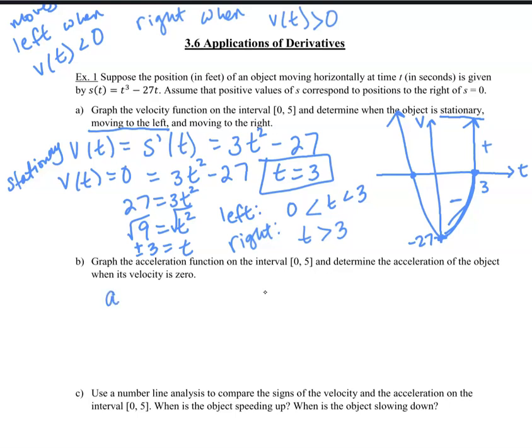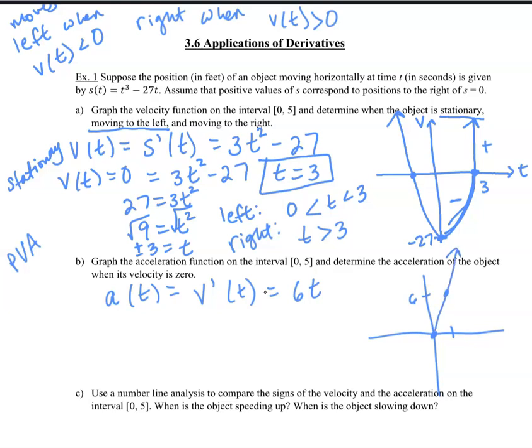Remember that the acceleration is equal to the derivative of the velocity. Don't forget PVA, that's going to come up a lot. So the derivative of velocity is going to be 6t. So that's just a linear function with a slope of 6 and a y-intercept of 0. So I'm going to go through the origin, go up 6 over 1, put a point. There is a very crude graph of my acceleration function.